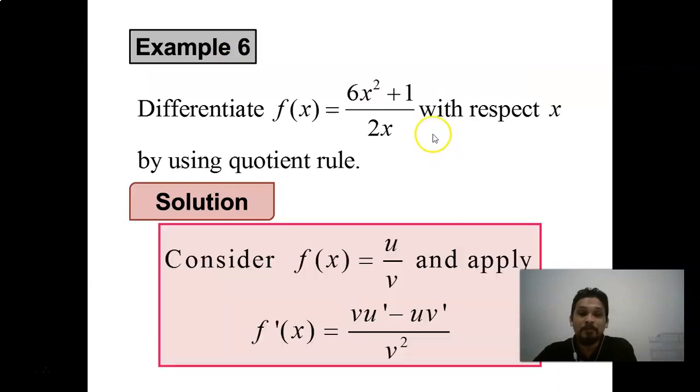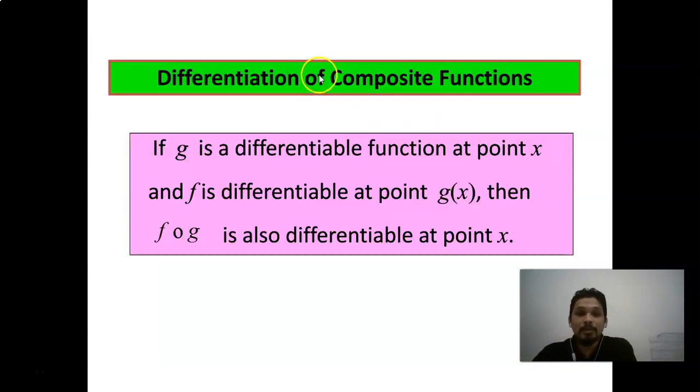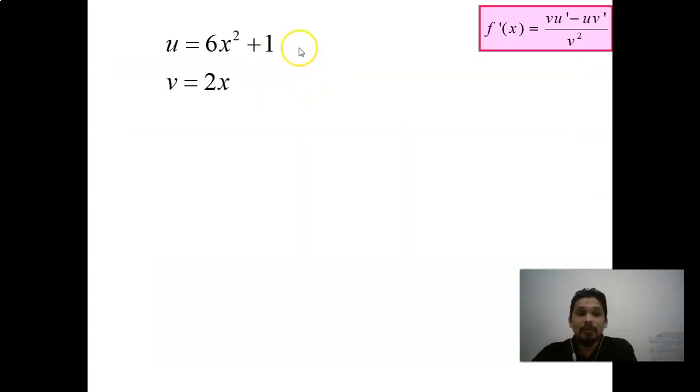So now, okay, consider this as our u and 2x as a v. Okay, u equals 6x squared plus 1, so then u prime equals 2 times 6, which is 12x, and then differentiate 1 equals 0, and v prime equals 2.